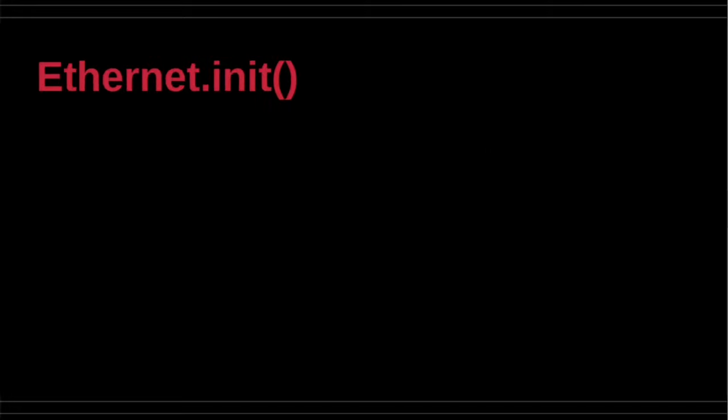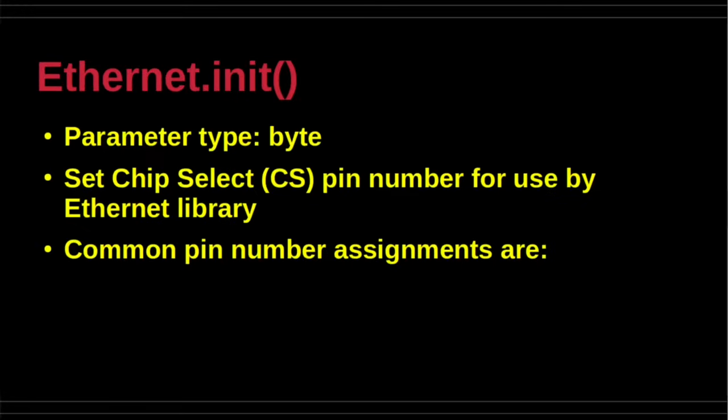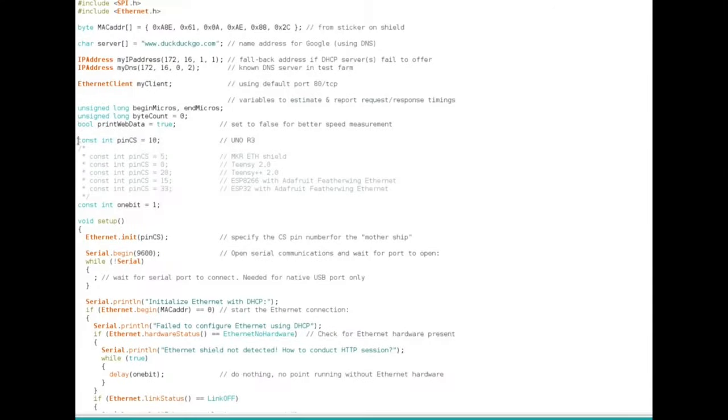The init method permits the designation of the chip select digital pin for the network controller chip on the Ethernet Shield hat. The default chip select pin number for the Arduino UNO board is 10.